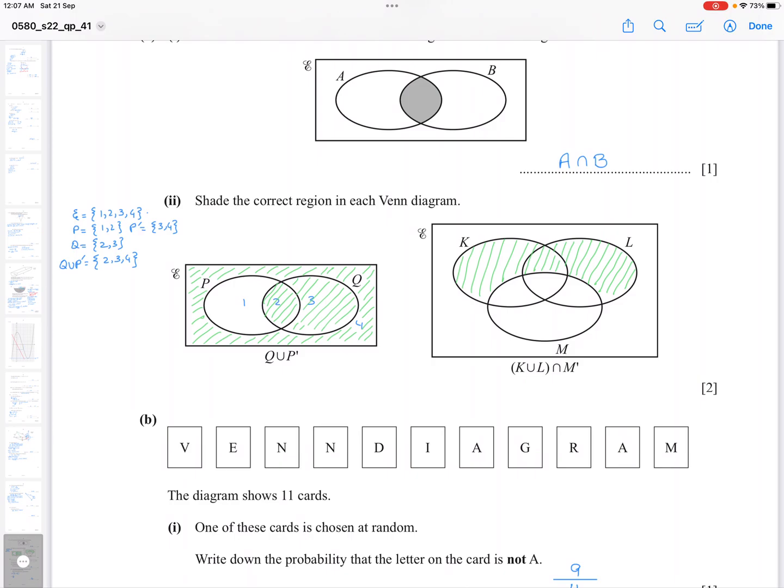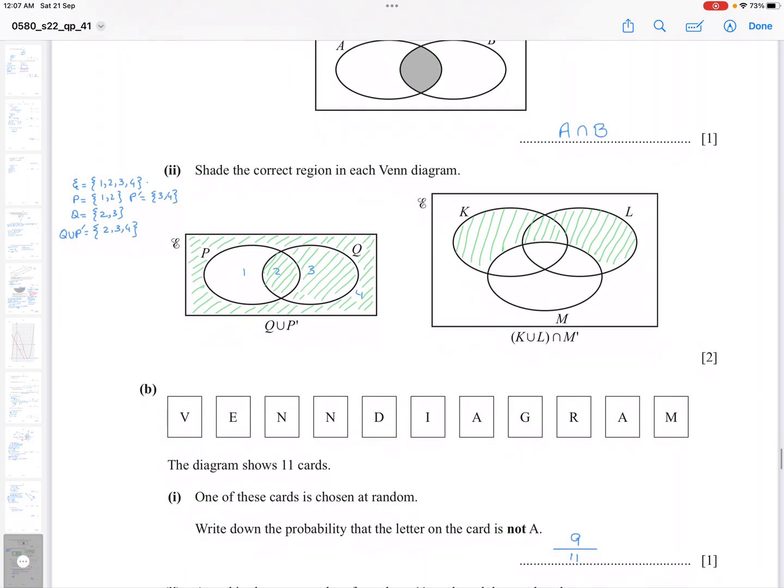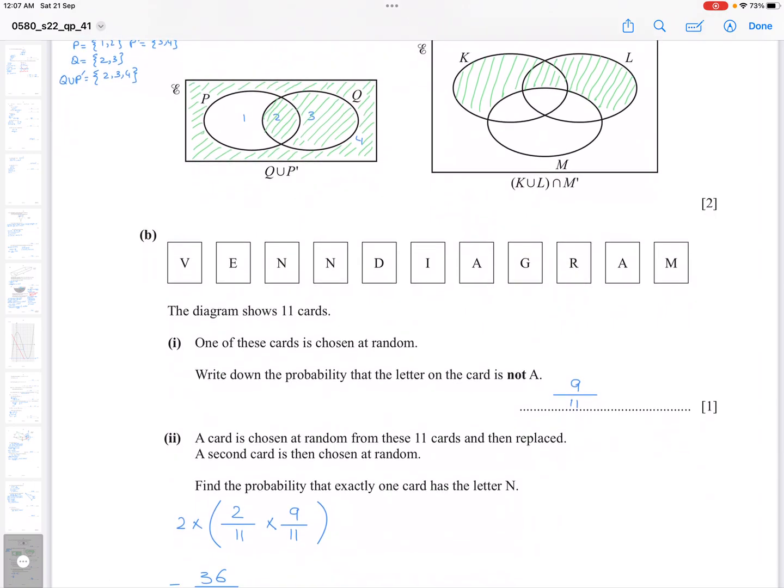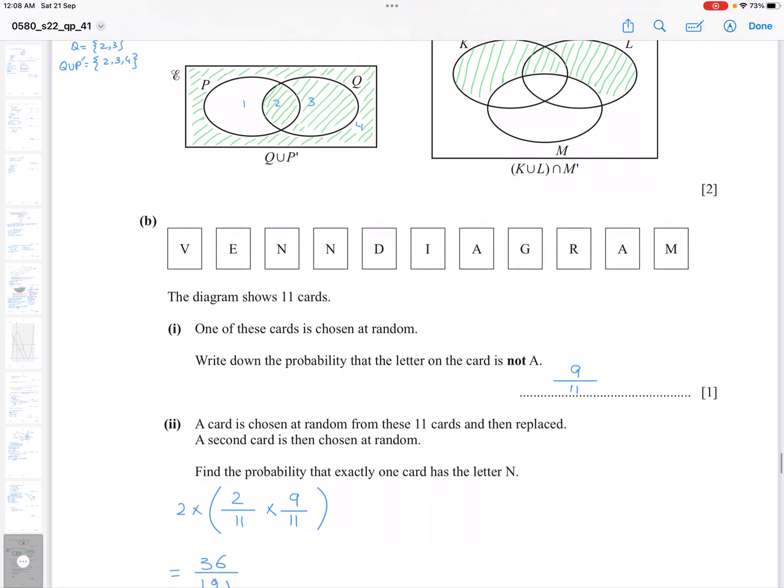In the second portion, K union L intersection M complement. So leave M empty and shade the upper portion, which will show us K union L, the green part. Venn diagram. The diagram shows 11 cards. One of these cards is chosen at random. Write down the probability that the letter on the card is not A. So not A are 9 cards, so 9 out of 11.